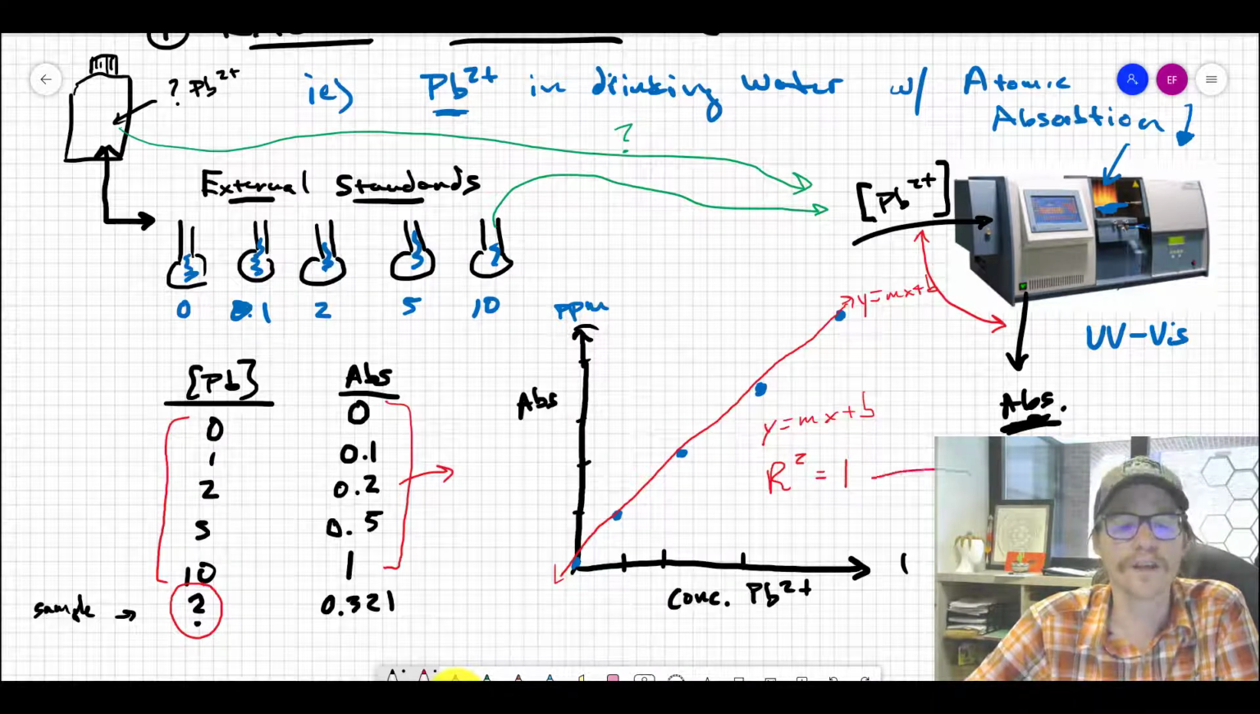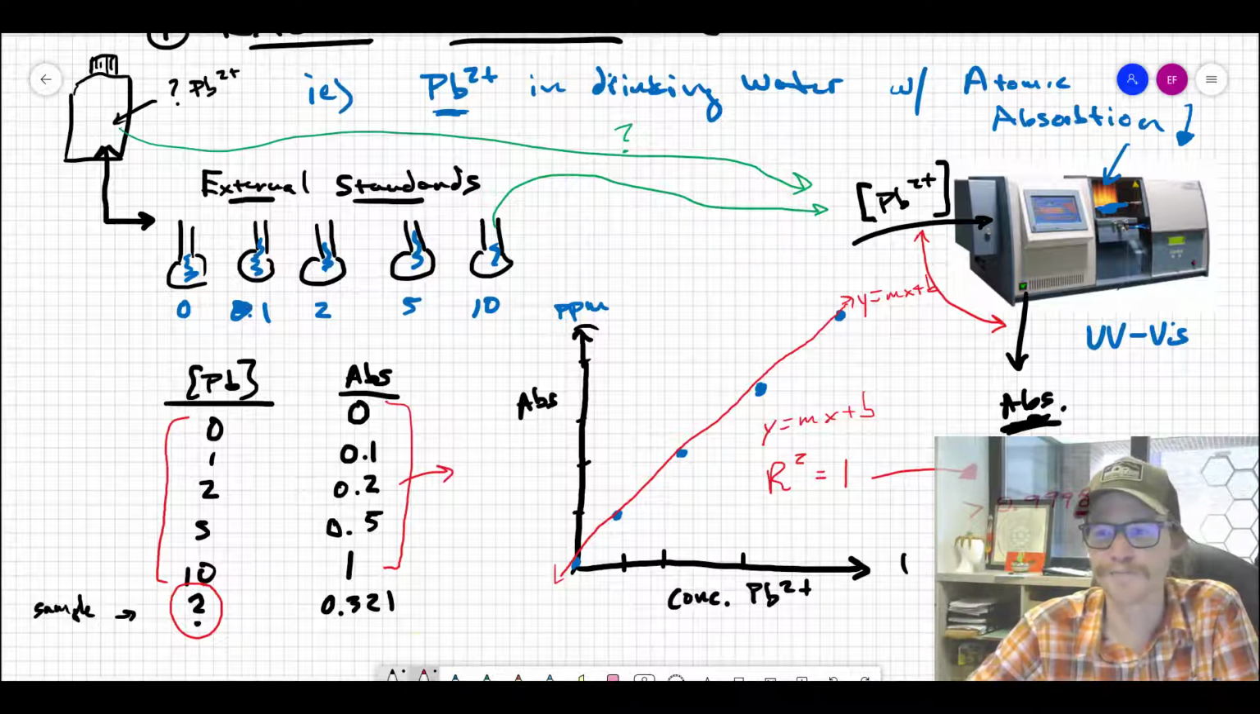If you go to work for the EPA, the Environmental Protection Agency, on environmental chemical analysis, all of their methods require you to have an R² value on your calibration curve that's in excess of 3 9s and an 8. So you know what to aspire to.